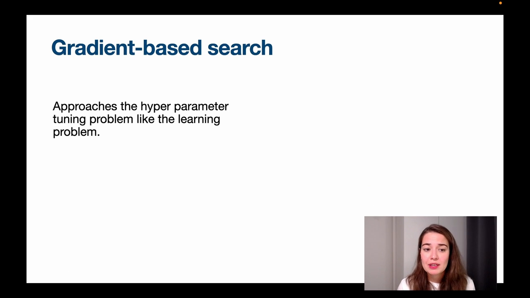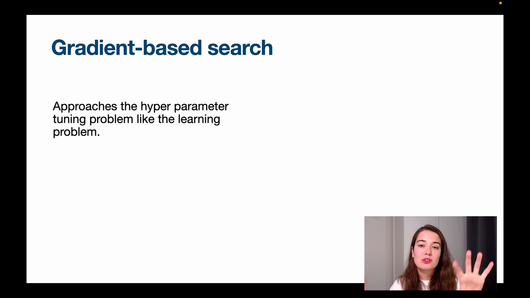Then we have gradient-based search. Gradient-based search basically treats trying to find the optimal hyperparameter settings like the learning problem that we have. So you know what we did was to initialize weights and biases randomly on our network, and then we look at the cost, and then we see how these parameters are affecting the cost, and then we update these parameters. So basically it does more or less the same thing for the hyperparameters. It looks at how they affect the cost and tries to update them accordingly to make the cost lower.